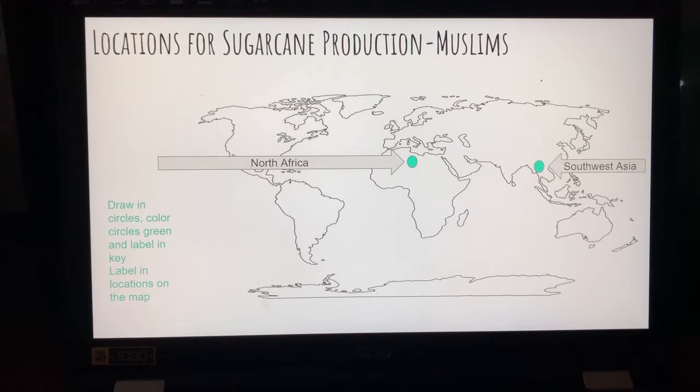On our next addition to our map, we are going to draw in circles. We're going to color the circles green and label in the key that this is the locations for sugar production. And we will label the locations in the map, North Africa and South Asia.